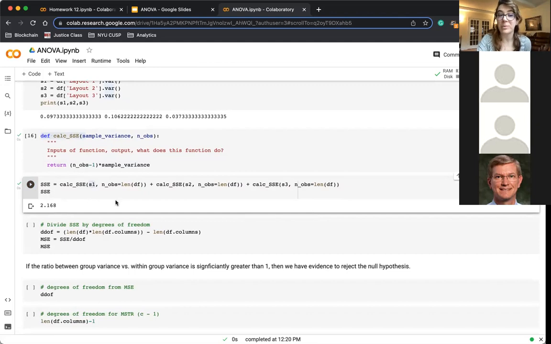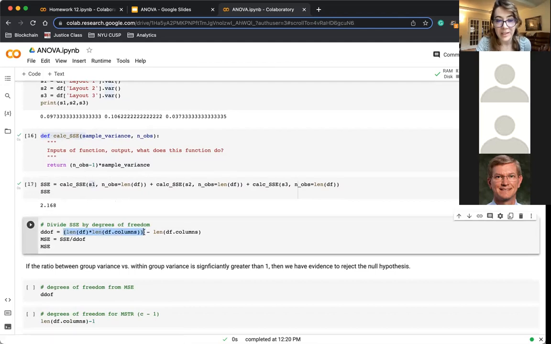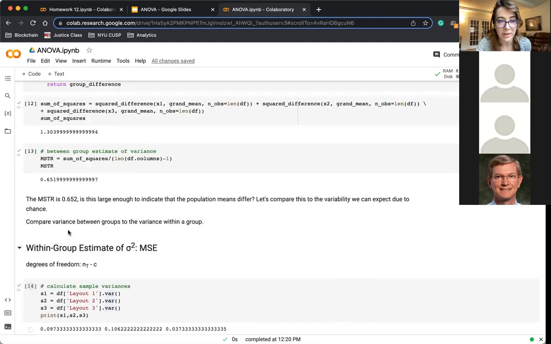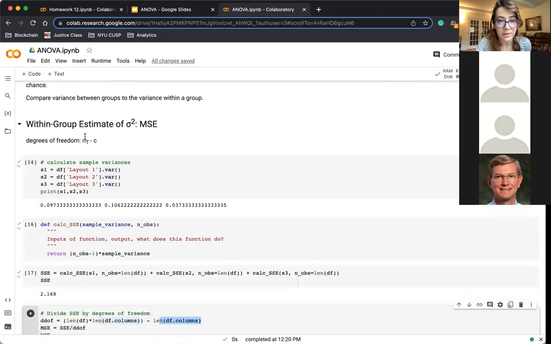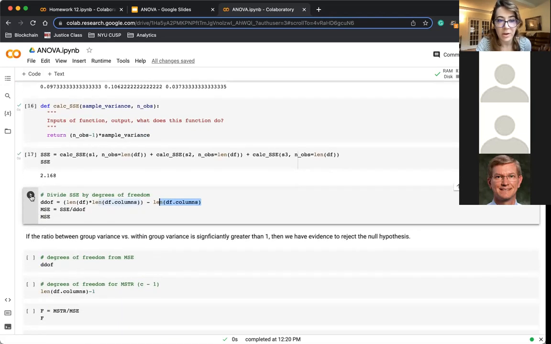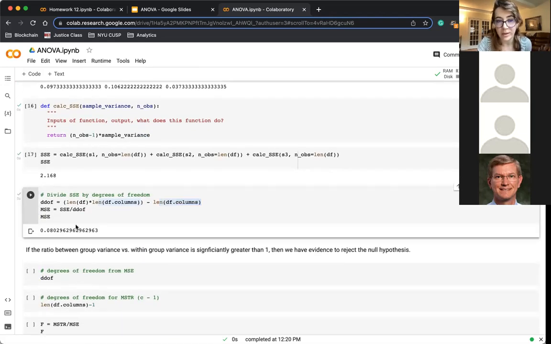But we have one more step where we need to divide this by the degrees of freedom, which was defined by the length of the data frame minus how many categories we're comparing, how many columns, how many categories are we working with? So that's this degrees of freedom that we have here. And all of this is defined in the textbook if you wanted to refer to it there as well.